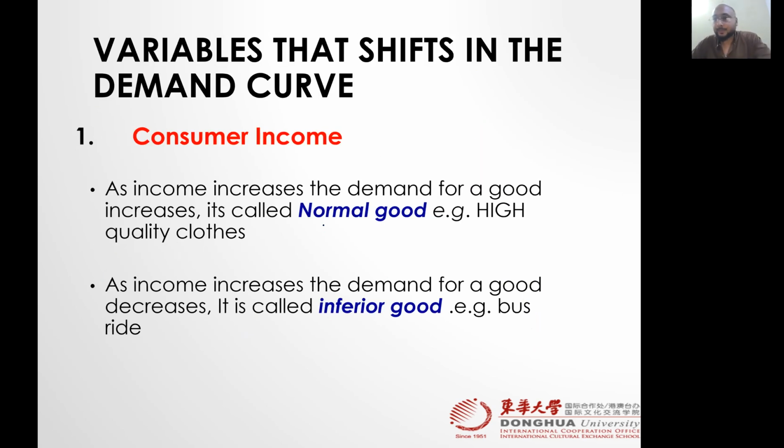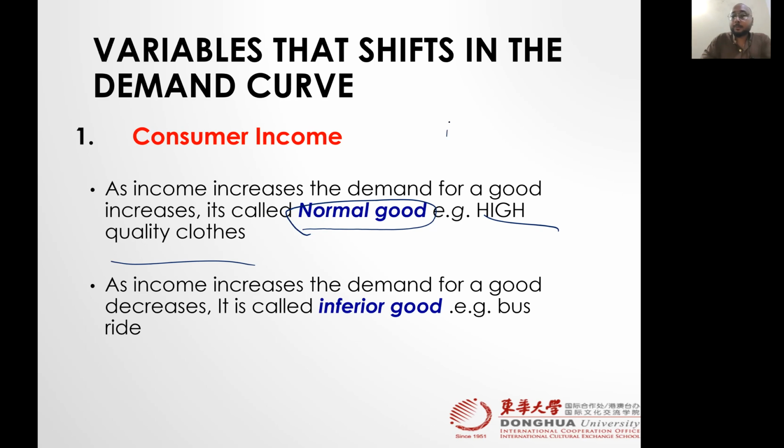Consumer income. If consumer income increases and people start consuming more of that product, we call the product a normal good. For example, high quality clothes. When your income was low, you were just buying budget clothes, but now your income rises, now you are buying D&G or Gap, Old Navy, right? This kind of high quality clothes.